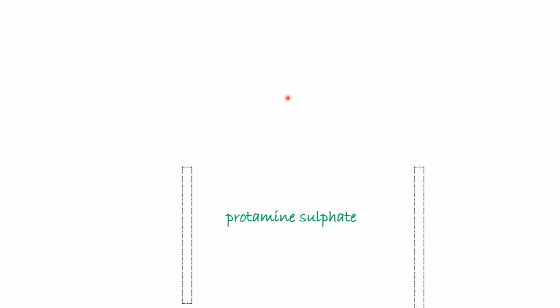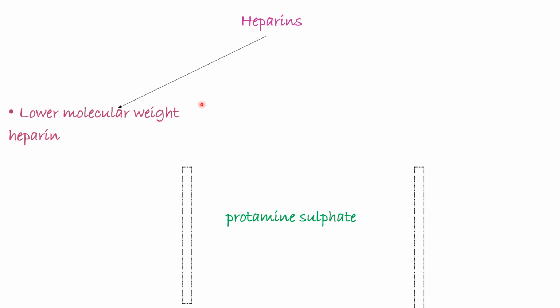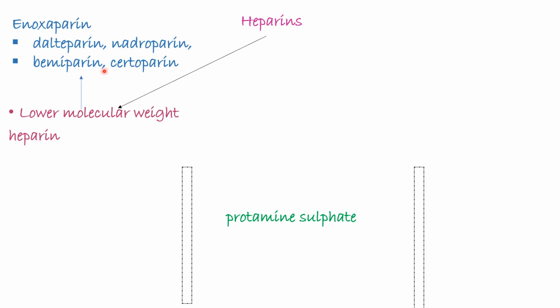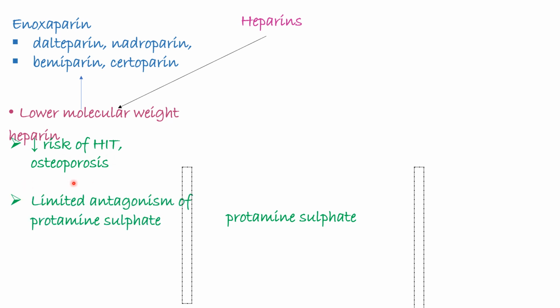So let's quickly look at the heparins, and under the heparins we have low molecular weight heparins, and the examples include the parins. So anything that has parin is a low molecular weight heparin. That is enoxaparin, dalteparin, nadroparin, bemiparin, certoparin. And then the next thing is that the risks of heparins are less in low molecular weight heparin in comparison to unfractionated heparin. So it has a lesser risk of heparin-induced thrombocytopenia and osteoporosis.